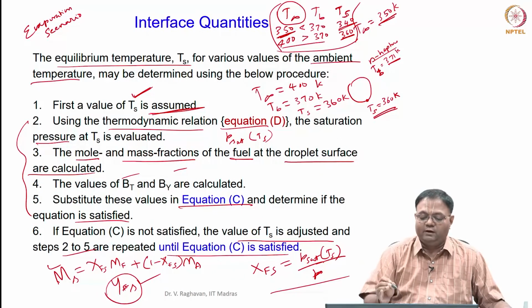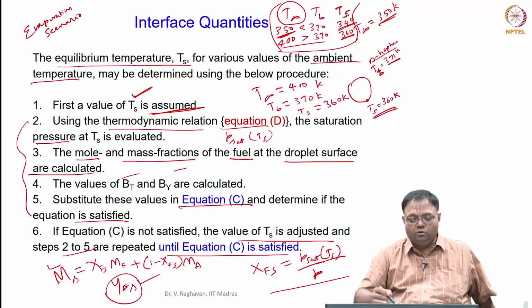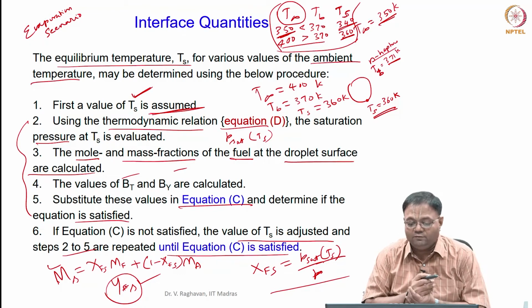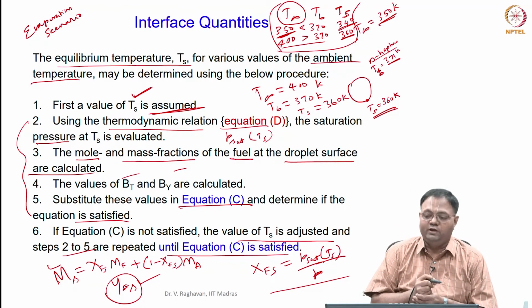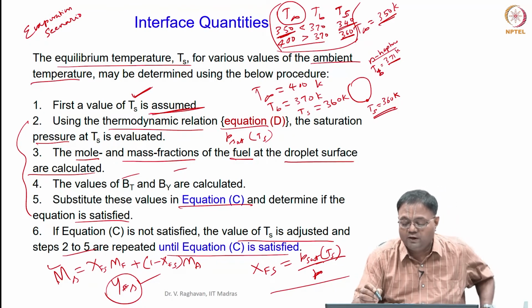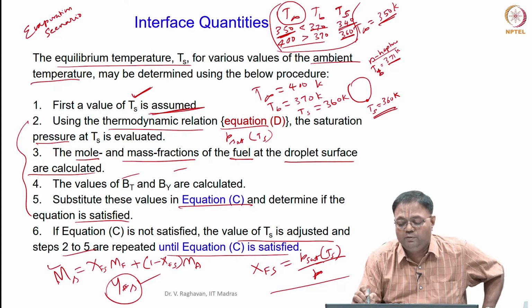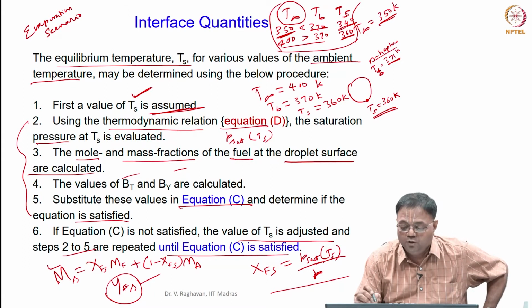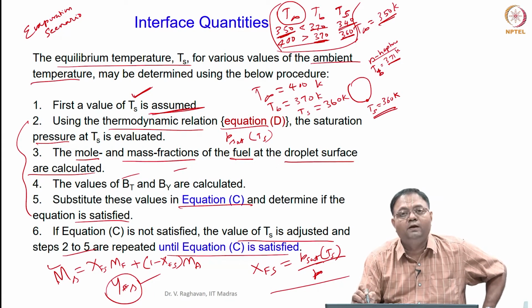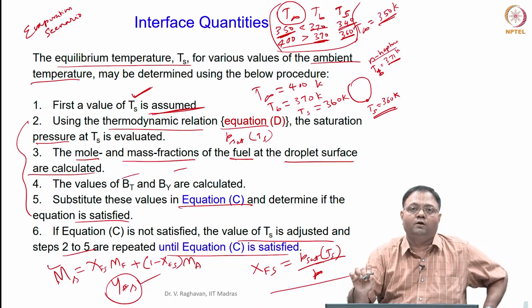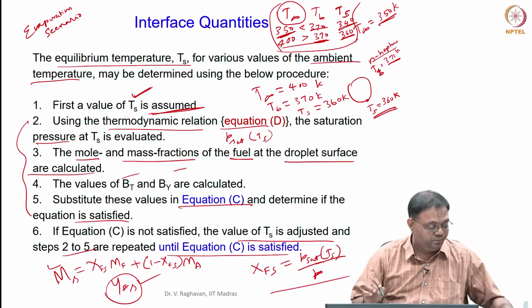So this is the procedure which is used to calculate the interface quantities, where you have to guess the value of Ts. I will repeat once again: when the ambient temperature is less than the boiling point, your Ts should be less than the ambient temperature. When the ambient temperature is more than the boiling point, your Ts should be less than the boiling point. So it cannot exceed the boiling point.